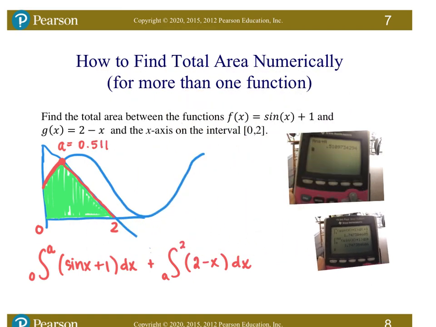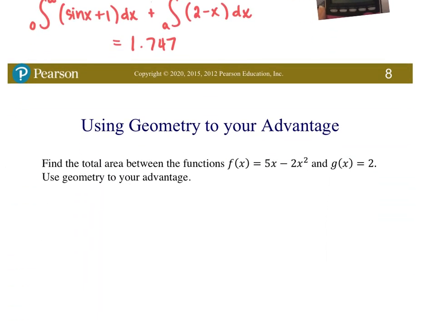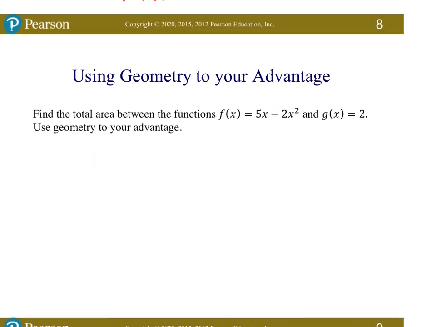All right, so our total area turned out to be 1.747. All right, so here's, I think, our final one today. Use the total area between these functions and use geometry to our advantage. So let's get an idea of what these graphs look like. You know, you could use your calculator if you're not sure.